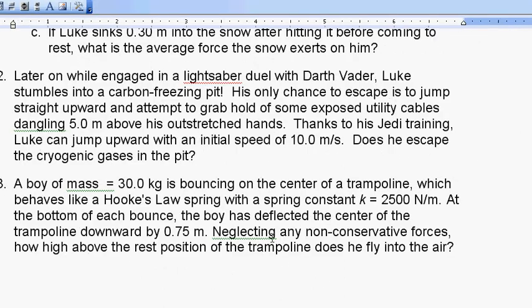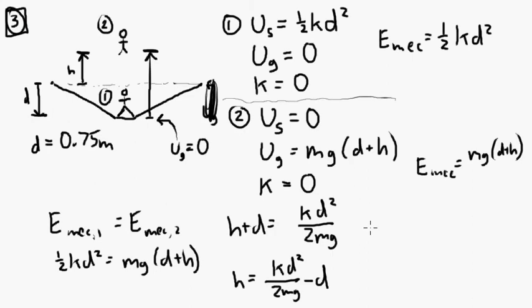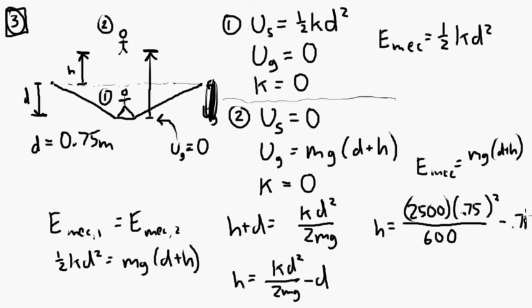I forgot what, let's see, k was 2,500, and the mass was 30 kilograms. So if we plug this in, h equals 2,500 times 0.75 squared over 2 times m times g. So m was 30, and I'm going to use 10 for g again. So this is going to be a total of 600 under here minus 0.75. And I'm at the edge of the tablet, so that's why I'm screwing up there.